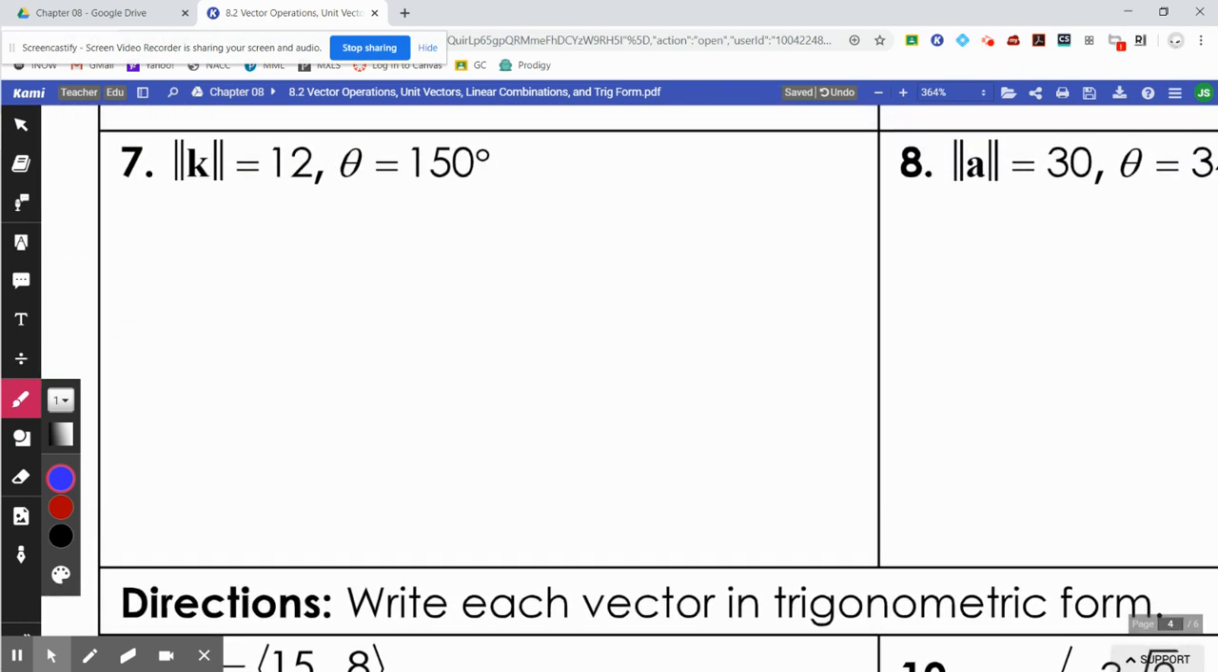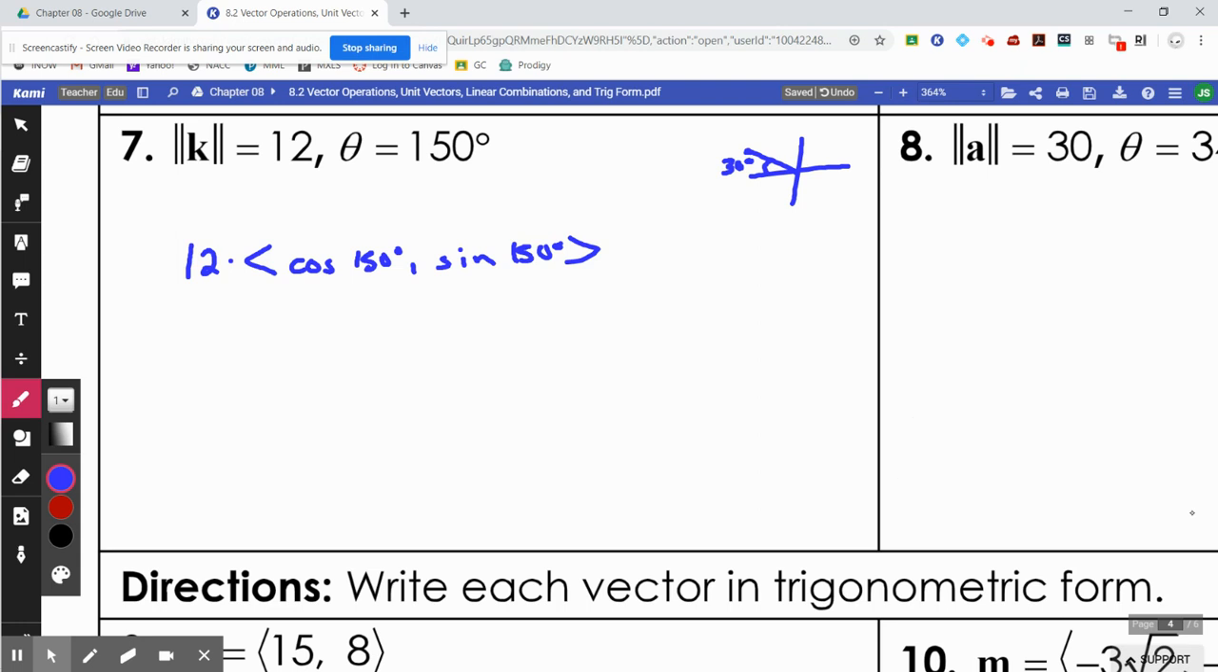Number 7. We need a length of 12 and an angle of 150. So therefore, we're going to do simply the magnitude times cosine of 150, comma, sine of 150. 150, that's going to be in the second quadrant. Your reference angle should be a 30-degree reference angle. All students take calculus, so sine is going to be positive. So you're going to have 12 times cosine of 150 and sine of 150. We're going to use our reference angle of 30. Cosine is negative. The cosine of 30 is root 3 over 2. Sine is positive, and the sine of 30 is a half.